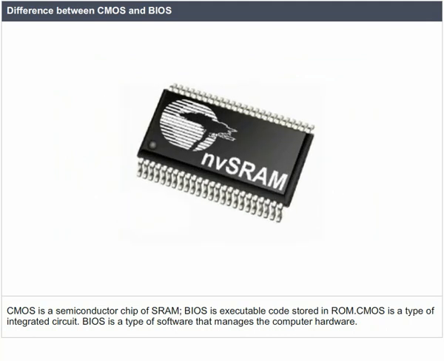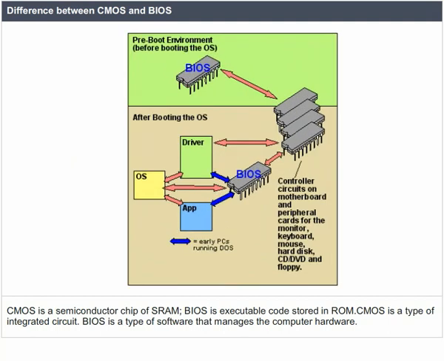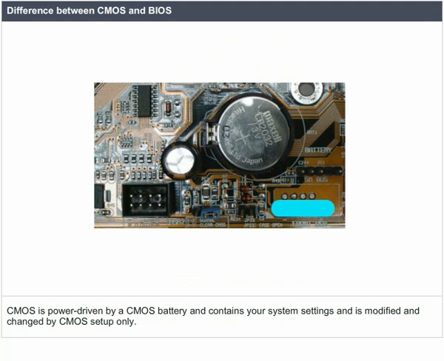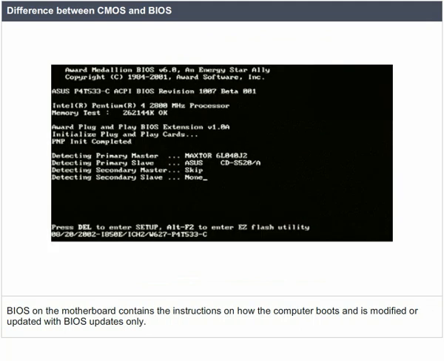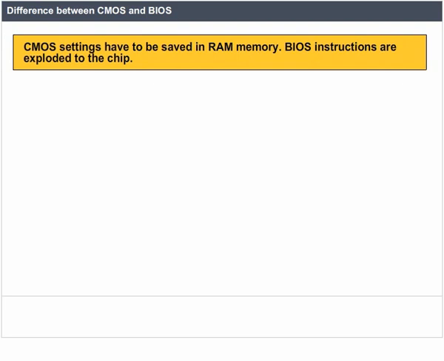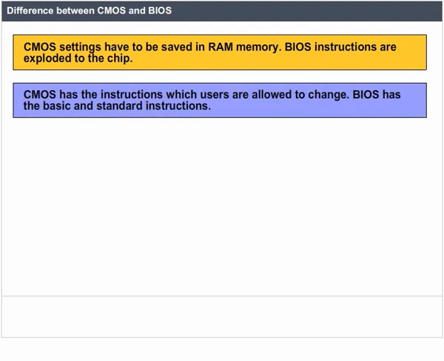CMOS is power-driven by a CMOS battery and contains your system settings and is modified and changed by CMOS setup only. BIOS on the motherboard contains the instructions on how the computer boots and is modified or updated with BIOS updates only. CMOS settings have to be saved in RAM memory. BIOS instructions are burned to the chip. CMOS has the instructions which users are allowed to change. BIOS has the basic and standard instructions.